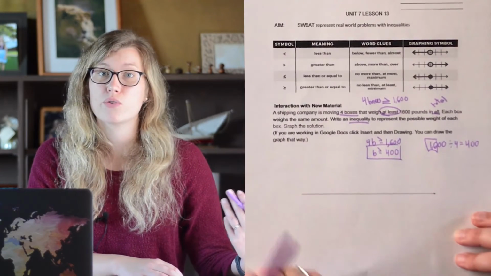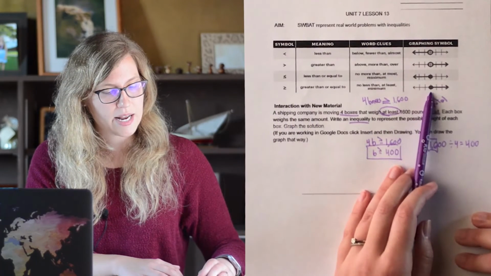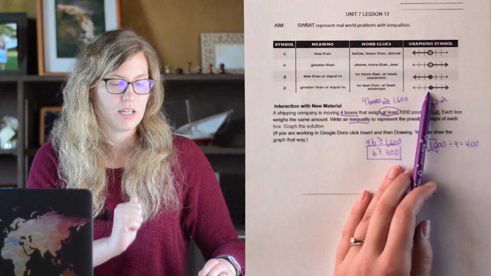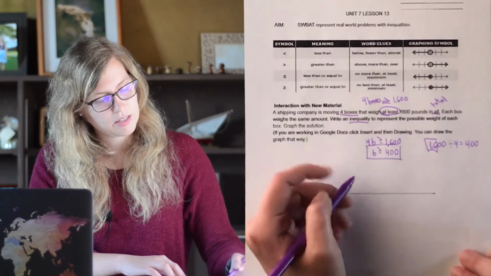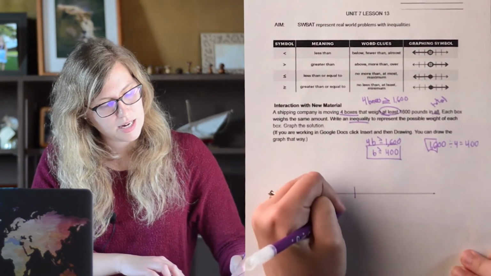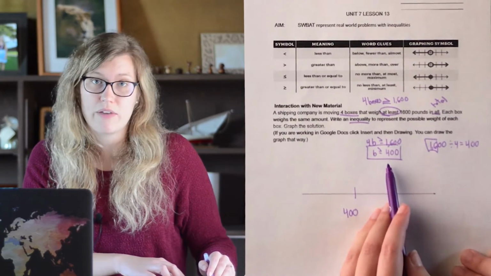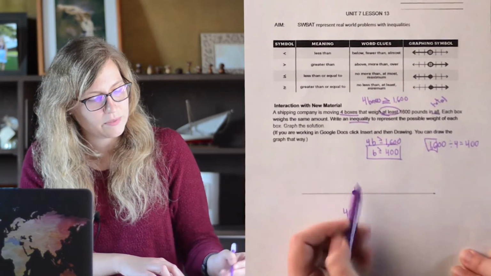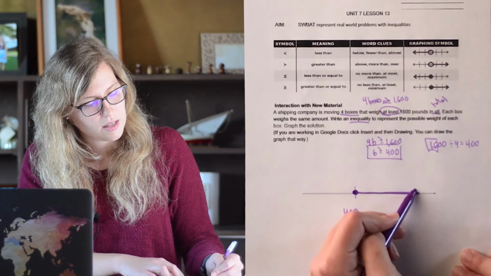Now how am I going to graph this? Well, on the graph, I can see right here that I'm going to be using a filled in circle, and my arrow is going to go to the right. So on my number line, I show what number I'm comparing it to, which was my 400. I'm going to color that circle right there, and I'm going to shade to the right.